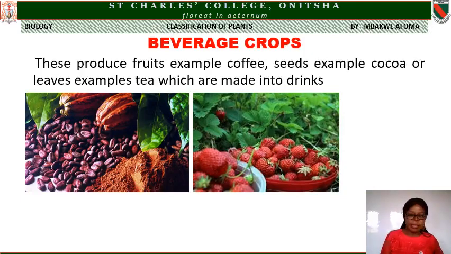Then you have leaves. Example of it is tea, like Lipton tea, green teas. It is their leaves that are being used. So they are being processed into drinks.